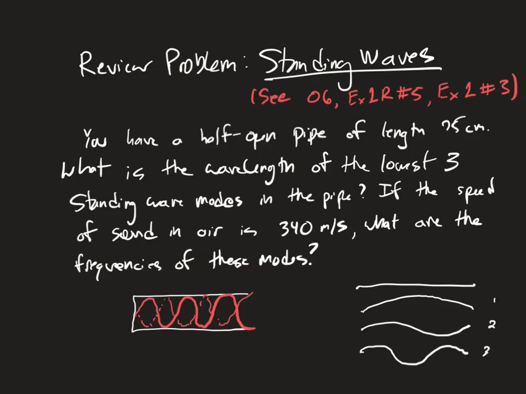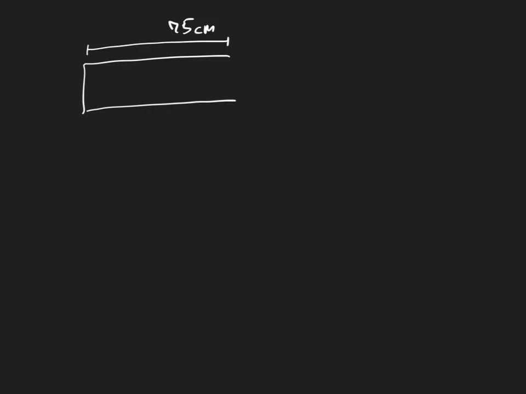So let's do that. There's my pipe. It's got a length of 75. The lowest mode, the very first one, is the very first time that I can draw a fixed point here and an open point there. So clearly what that is just like this. And if I want to draw the opposite side, it's like that, right?